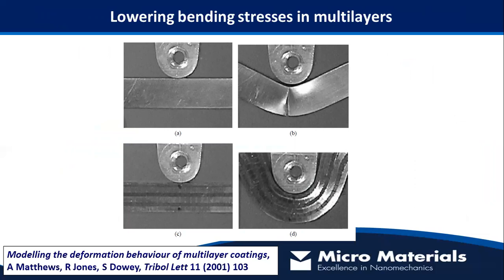This is a very nice macro scale example from about 20 years ago now, where he's just in a beam bending test, essentially at a certain strain level, the beam fractures. But when you compose this beam not of a monolayer but of a multi-layered system, it's able to subject to much higher bending strains before it breaks, without breaking in this case.